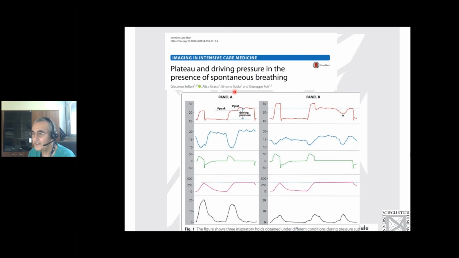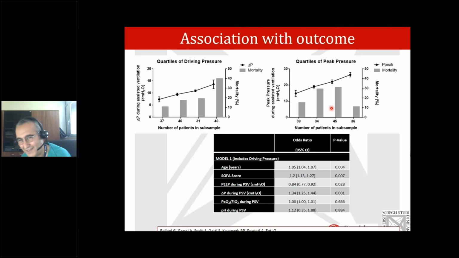If this is one case, then if you increase the pressure support, the effort decreases, the tidal volume stays the same, and the plateau pressure is still the same, and the driving pressure is this one. I know it's difficult. I hope you ask me something, therefore. But this is my last slide.